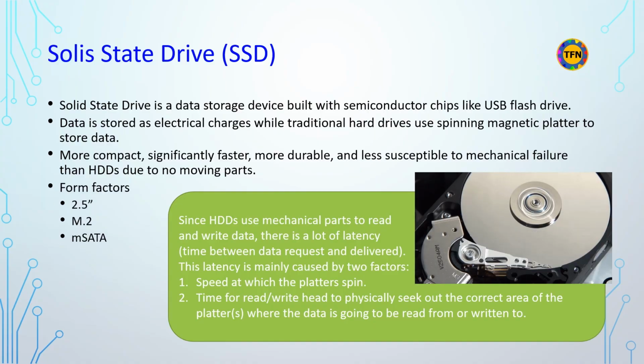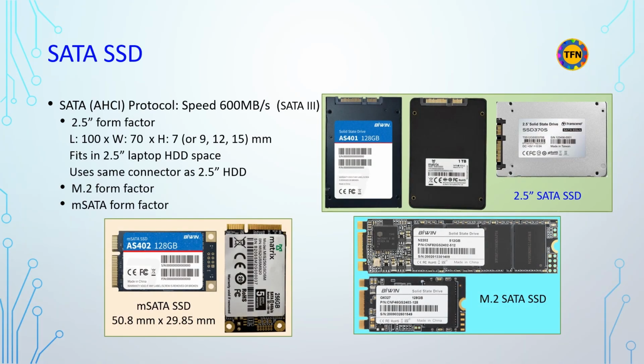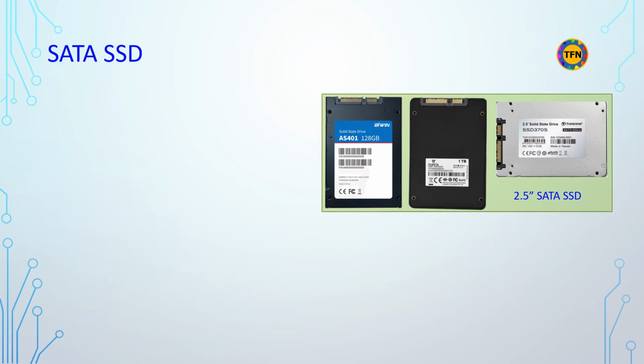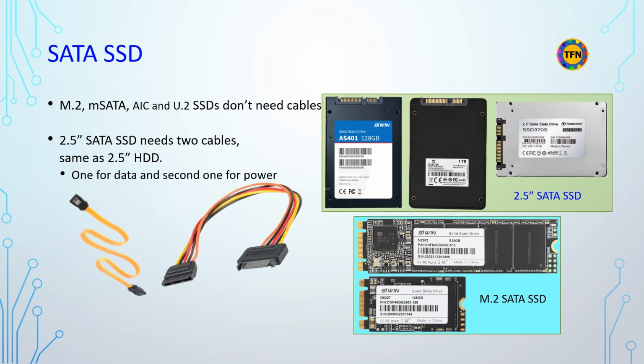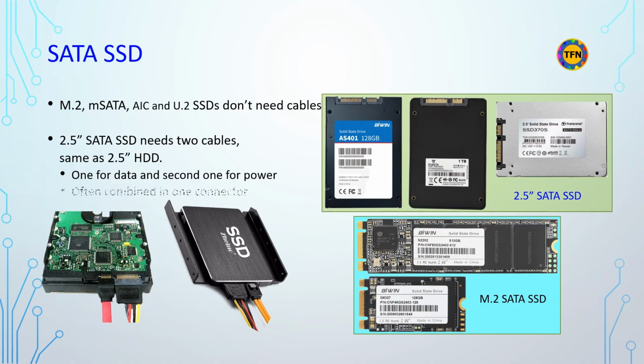SSD form factors include 2.5-inch, M.2, mSATA, AHCI or add-in cards, and U.2. SATA SSD, which uses the AHCI protocol, has speed up to 600 megabytes per second. A 2.5-inch SSD fits in 2.5-inch laptop HDD space and uses the same data and power connectors. SATA SSD is also available in more compact form factors, such as M.2, which replaces mSATA. Unlike other SATA SSDs, a 2.5-inch SATA SSD needs two cables, one for data and a second one for power, often combined in one connector.